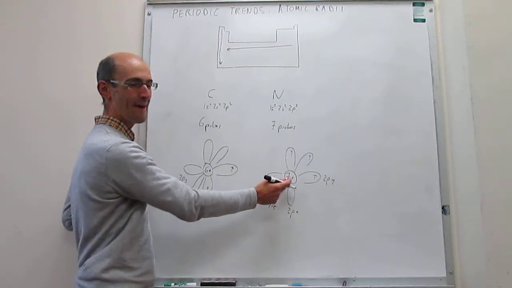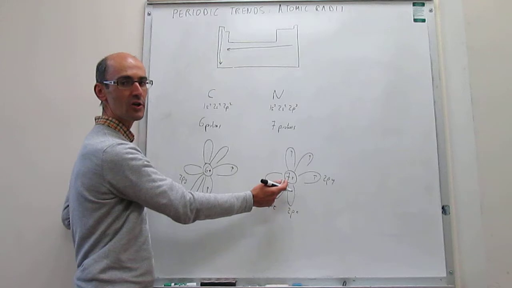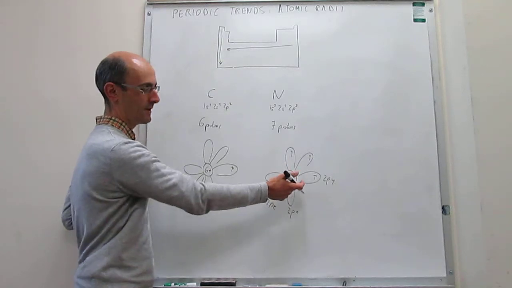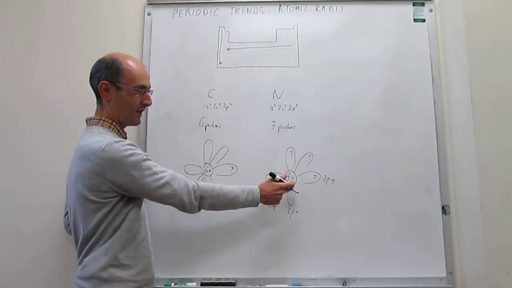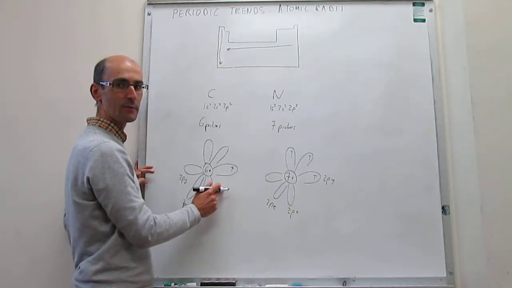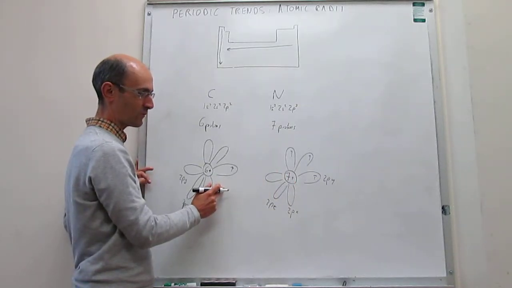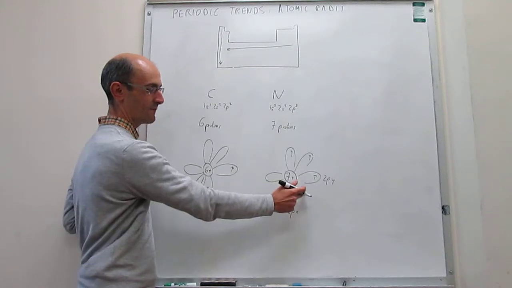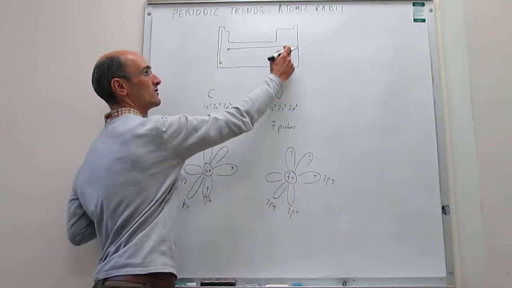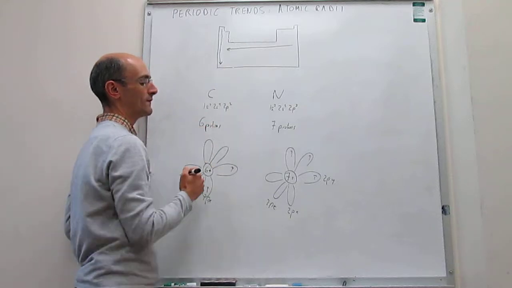What we can say is that the effective nuclear charge felt per electron in this atom is actually larger in nitrogen than it is in carbon, okay? So that is what explains that this atom is actually smaller than that one, and the atomic radius increases from right to left in the periodic table.